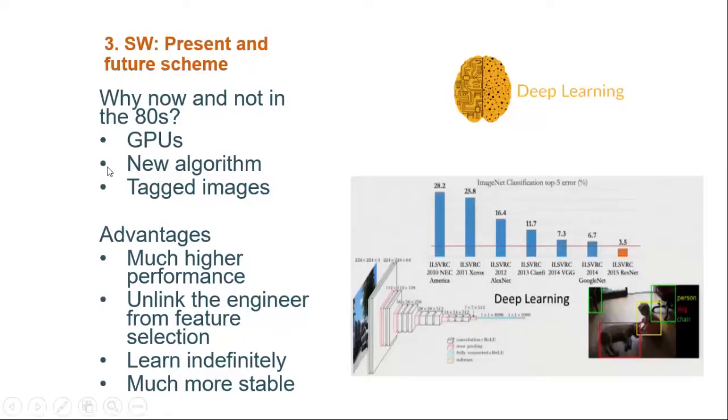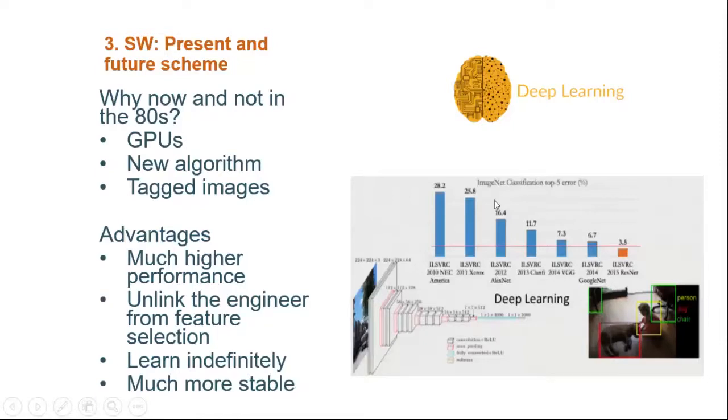No problem. Okay, and a lot of tagged images. We have a lot of images in Google and other servers, describing images of different samples. With all of that, we have done this kind of deep learning architecture with a lot of advantages: much higher performance, freeing the engineer from feature selection, learning indefinitely, and much more stable.